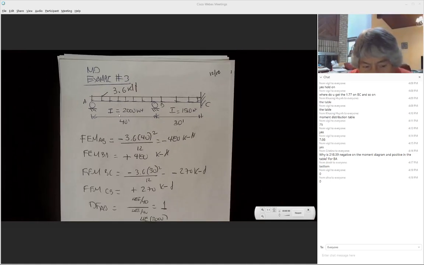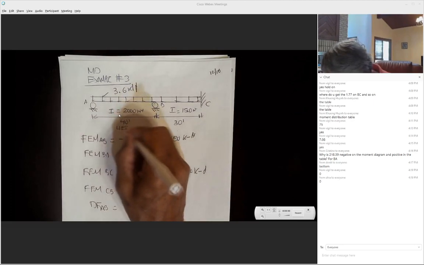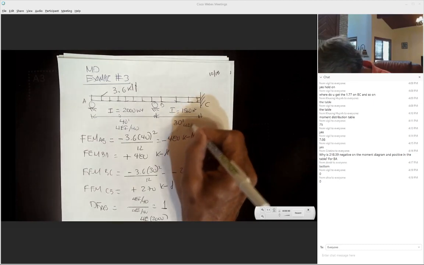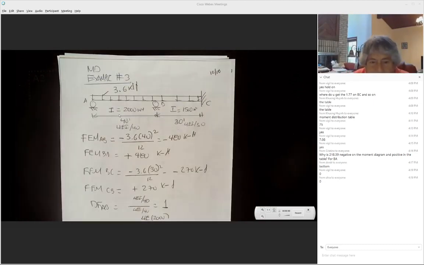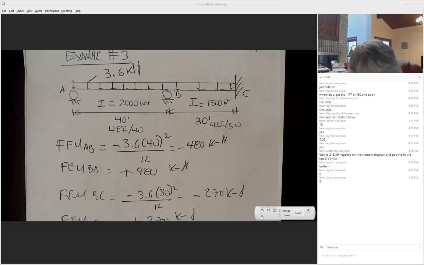I'm not going to modify the stiffness right now. I'm going to show you the long way. Because if we do not modify the stiffness, we can solve the problem, but it's going to take us 30 minutes, what we can do in 5 minutes. So first, number one, I'm going to solve it the old-fashioned way. So the stiffness of this member will be 4EI over 40, and this is 4EI over 30. So I'm not modifying the stiffness.